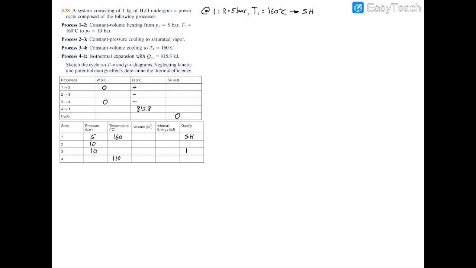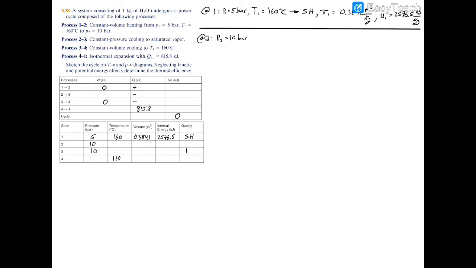So let's make sure we keep track of everything we have here. We have a superheated state at state 1. We have a specific volume of 0.3841 cubic meters per kilogram, and a specific internal energy of 2576.5 kilojoules per kilogram. I went ahead and reflected those properties into the table down here. So next up, I'm going to work on state 2.